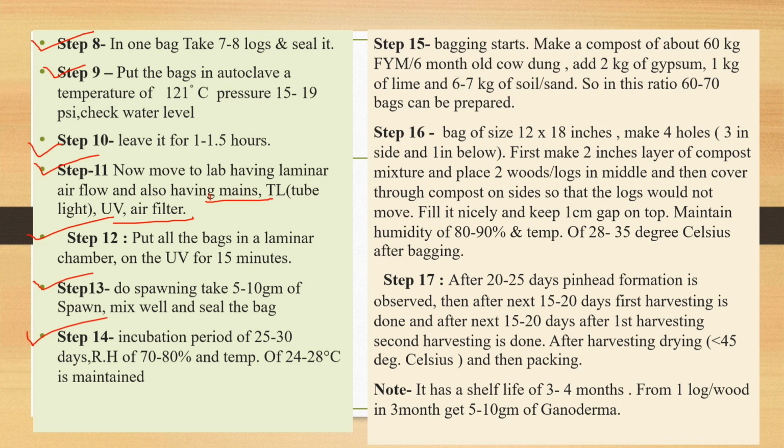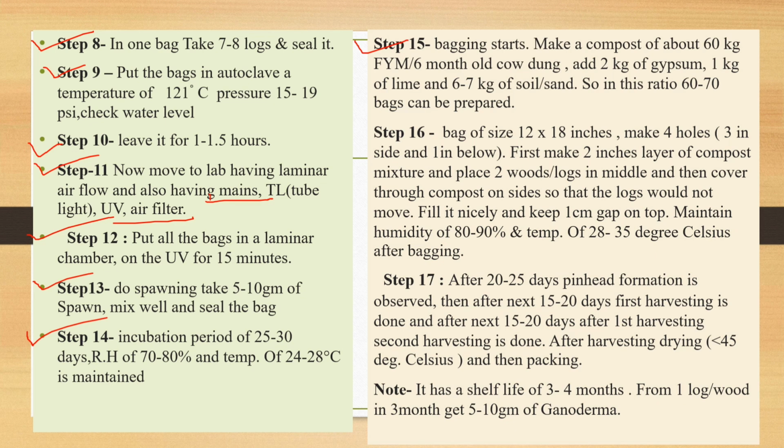And then the bagging process starts as the incubation period gets over. Make a compost of about 60 kg FYM or 6-month-old cow dung. Add 2 kg of gypsum, 1 kg of lime and 6 to 7 kg of sand or soil. So in this ratio, 60 to 70 bags can be prepared.